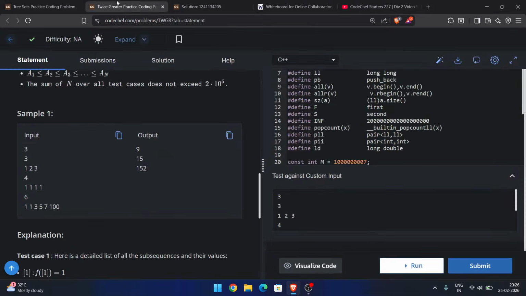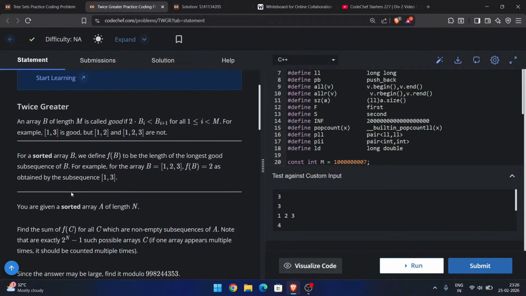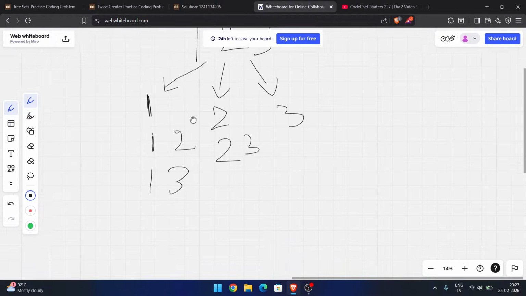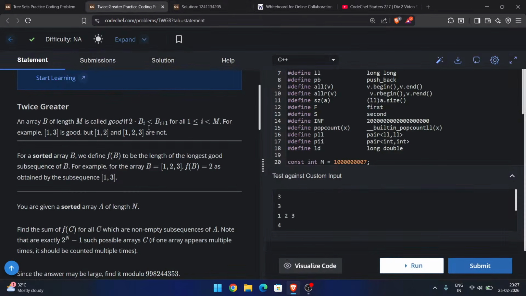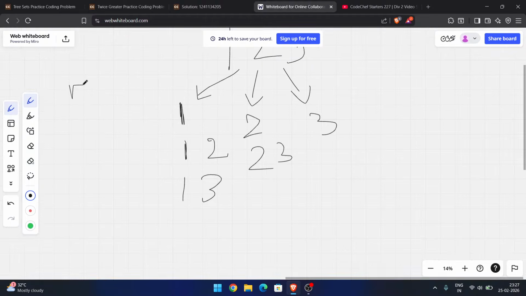Now what are we told for each of these subsequences? What do we have to do? We have to find its score. Okay, so we have to find the length of the longest good array. That means we have to find some score. And how is this score found for a given array? That is the longest prefix. Okay, so that is the longest length we can get till this condition is satisfied. Okay, so what is the condition? B of i into 2 should be lesser than B of i plus 1.